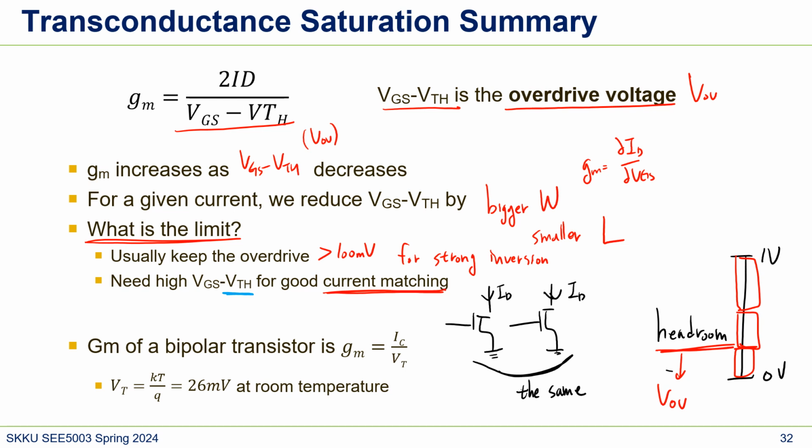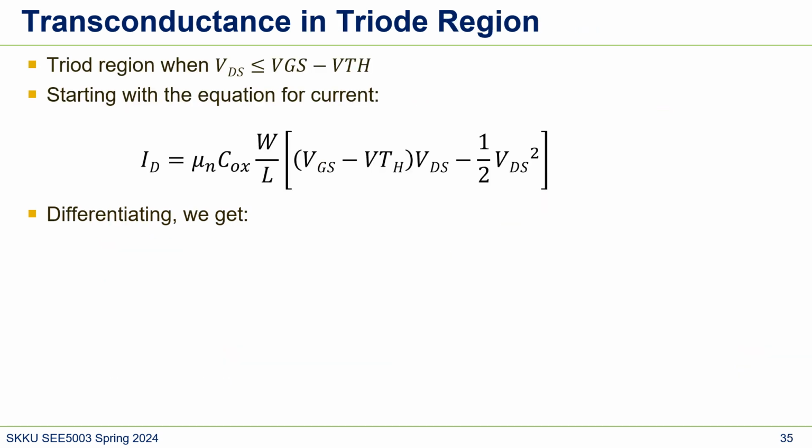The next thing will be GM of the bipolar transistor. That's represented like this, just for your information. Let's talk about transconductance in the triode region. As we said, transconductance is GM, and in the triode region, what was it? This is very important: VGS is larger than VDS, so VDS is not big enough. That's what we call the triode region, also the linear region. Starting with the equation that looks like this.